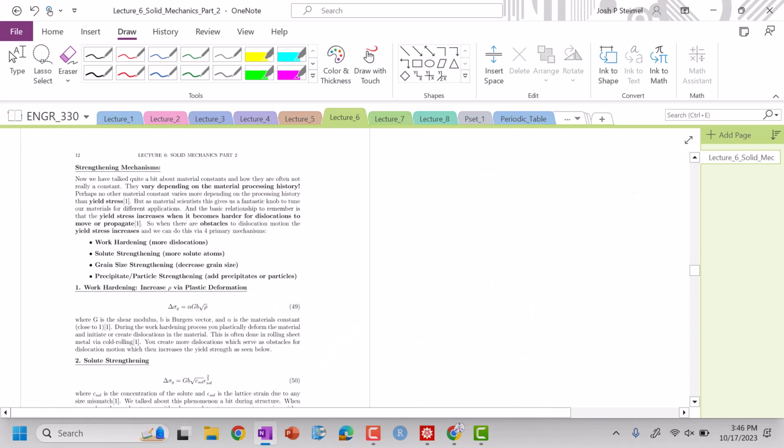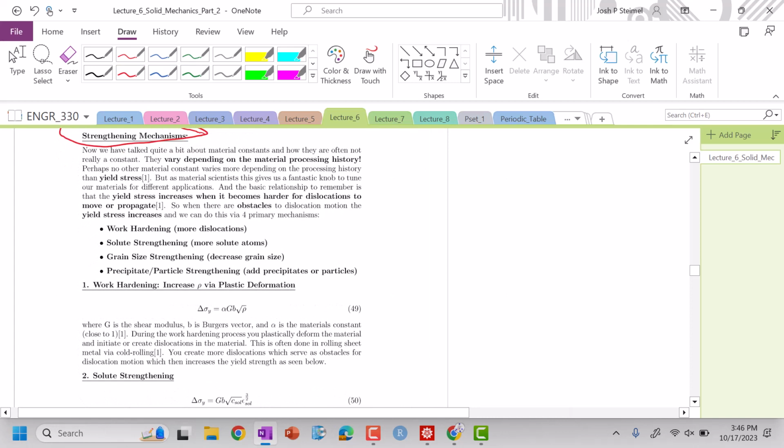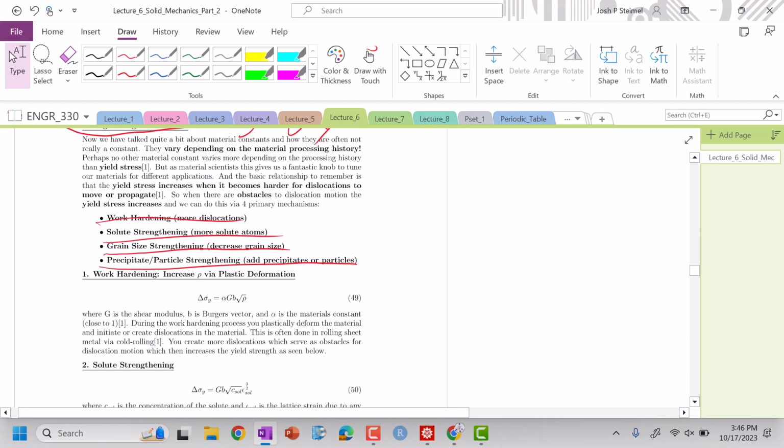So this whole topic is, we are going to talk about strengthening mechanisms. We are going to be working with 4 strengthening mechanisms where we are going to perform a process that increases the strength, specifically the yield strength of our system. So we're going to talk about work hardening, solute strengthening, grain size strengthening, and precipitate or particle strengthening. Now, each of these mechanisms, the whole idea is we can increase yield strength if we make it more difficult for dislocations to move throughout our system.